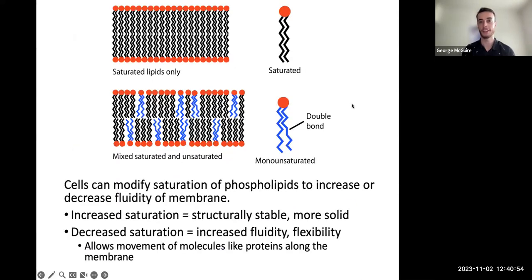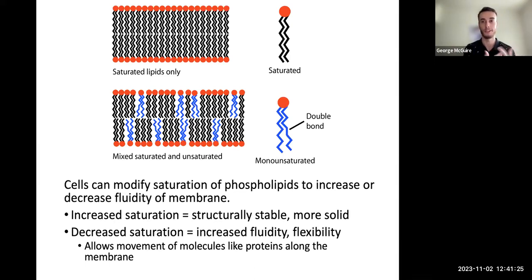And our cells can change the structure of these phospholipids in order to increase flexibility or fluidity of our membrane. So when molecules need to move along the membrane, such as moving cholesterol or moving some of the proteins that we have in our membrane, our cells can make our phospholipids more unsaturated. So we can decrease the saturation in this region of the membrane, thus making this more fluid, more mobile, and so we can move these molecules across.